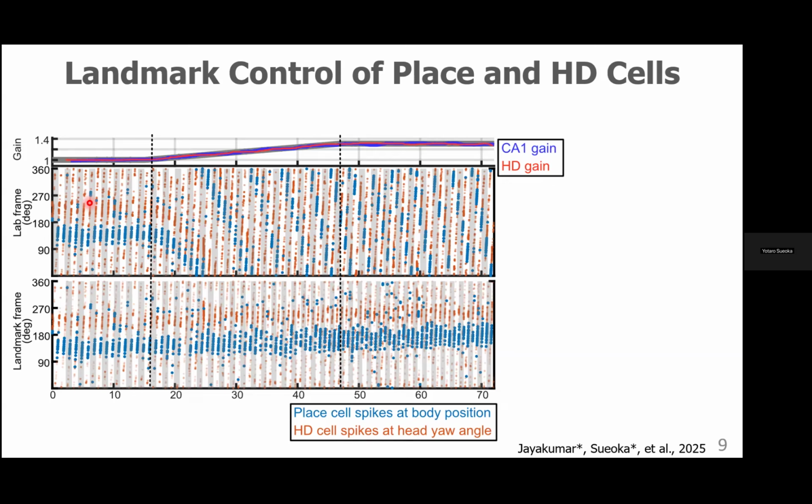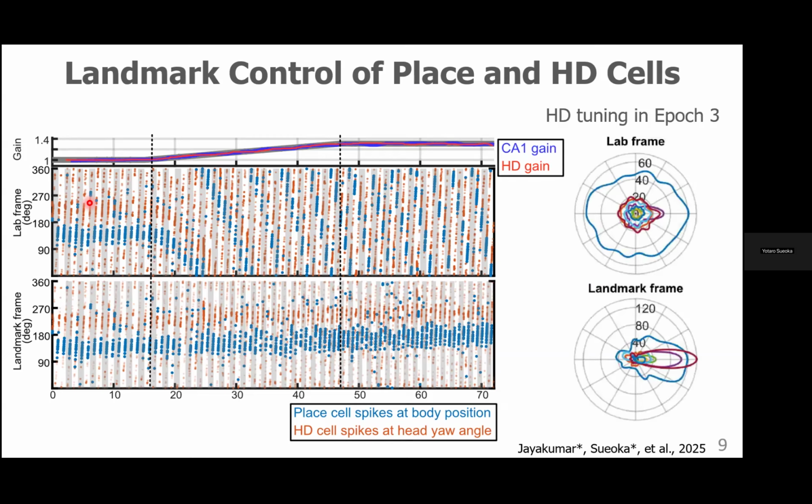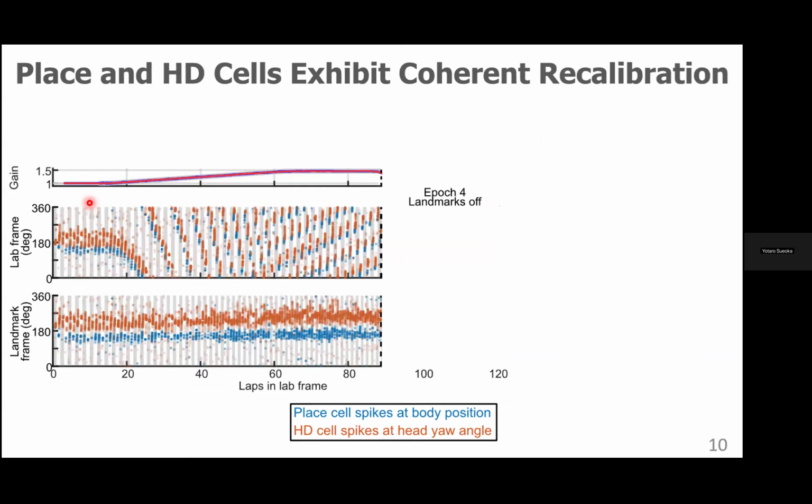Okay. And to make this point even clearer, we plotted the activity of head direction cells as a polar plot. Here, I'm plotting all the head direction cells that were recorded from the specific animal, where different color indicates different cells. In epoch 3, when the landmarks are moving, we see that there's pretty much no tuning in the lab frame. But when we look at it in the landmark frame, we recover a nice tuning. Now that we established the strong control of landmarks for both place cells and head direction cells, our next question was, what happens in epoch 4 when we turn off the landmarks?